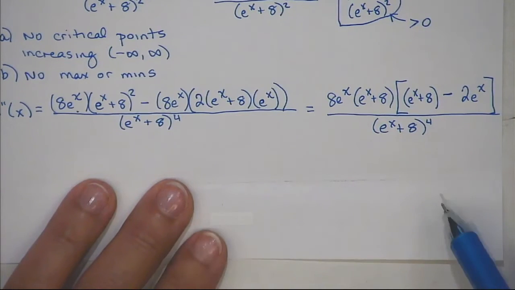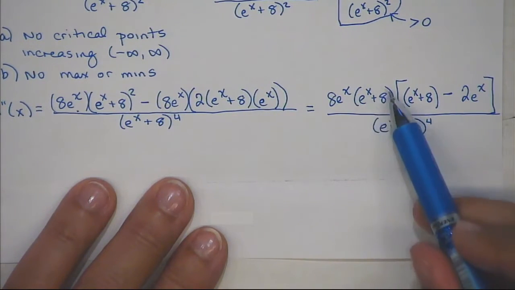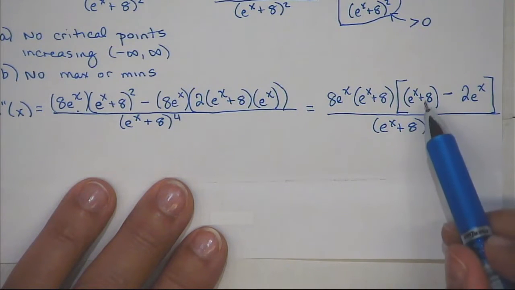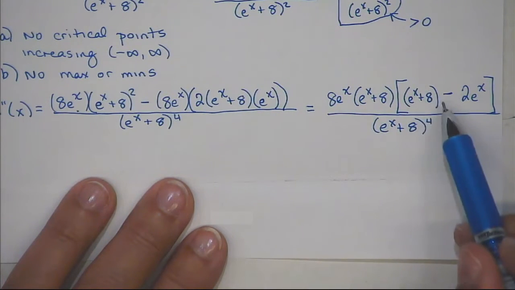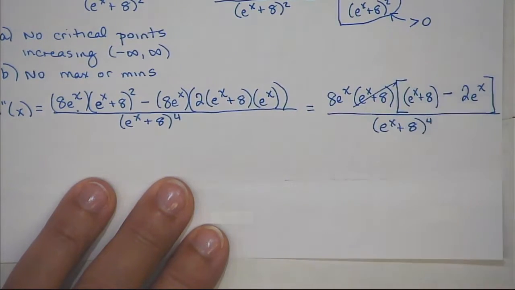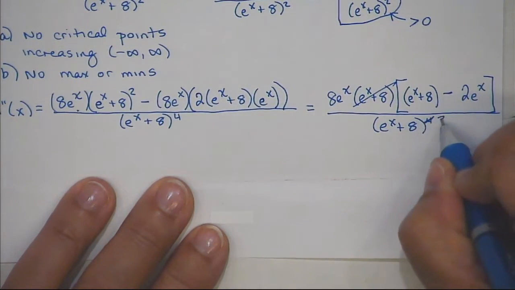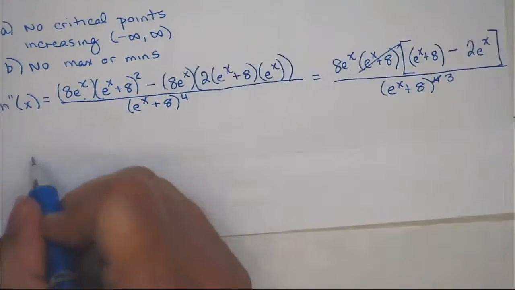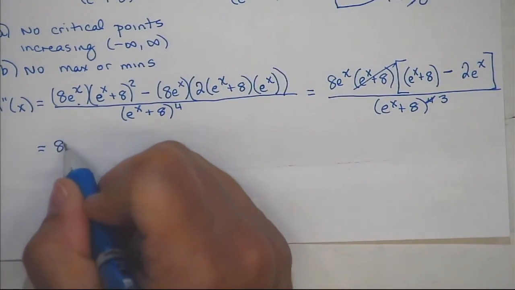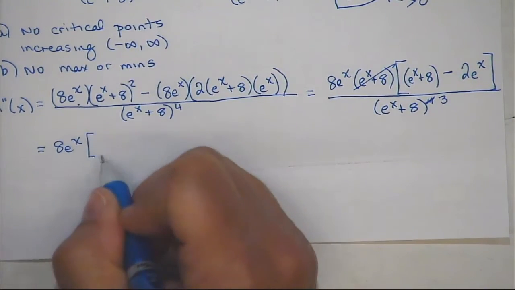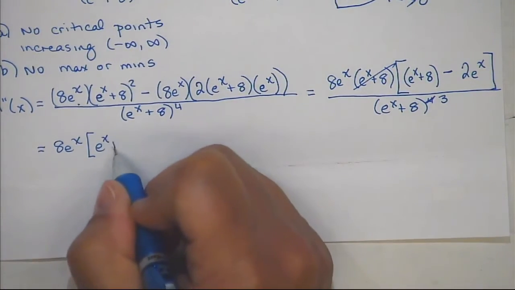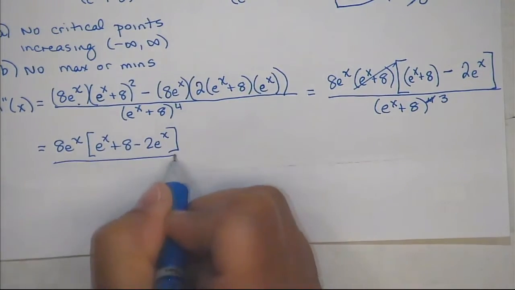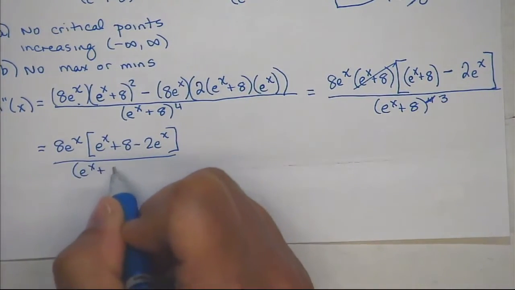So I am going to get rid of this e to the x, the one that's being multiplied, with one of the ones in the denominator. Not this one, I can't touch that one because this is being subtracted. But this one is going to go away, and that's going to make 3 in the bottom, not 4 of them. So now we have 8e to the x times e to the x plus 8 minus 2e to the x all over e to the x plus 8 cubed.